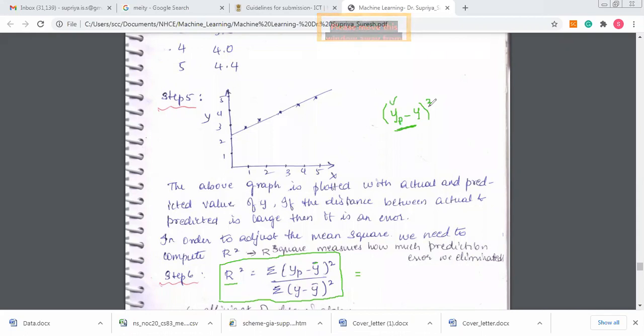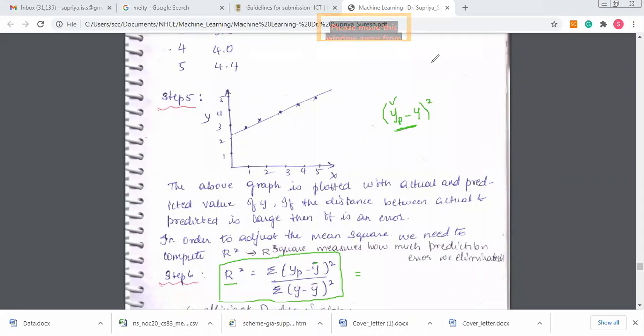We have to reduce it. In order to reduce that, we update the weights for the corresponding input instances, which means we have to make sure that our loss function is very, very less. Every time we go ahead with predicting, we have to make sure the loss function is very less. So in order to adjust the mean square error, we need to compute R square. It's basically a squared measure of how much prediction error we evaluated. To do so, we will be using this formula.